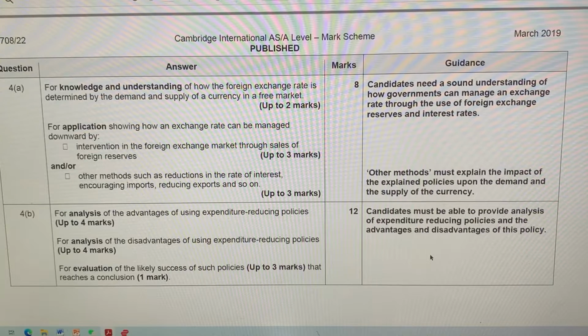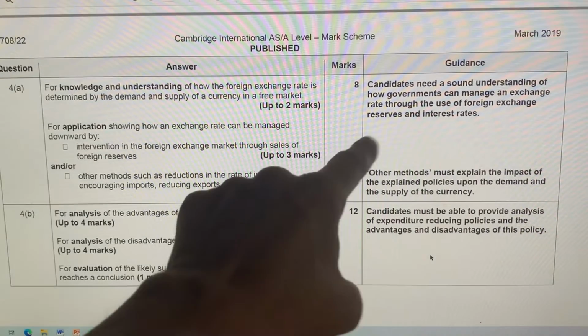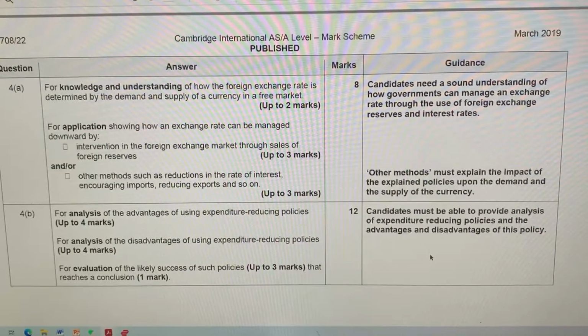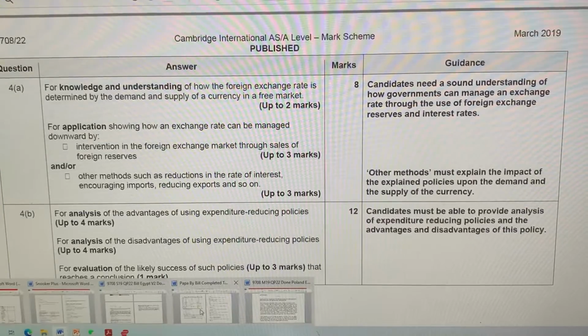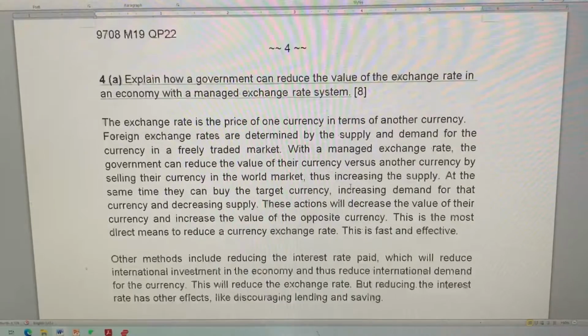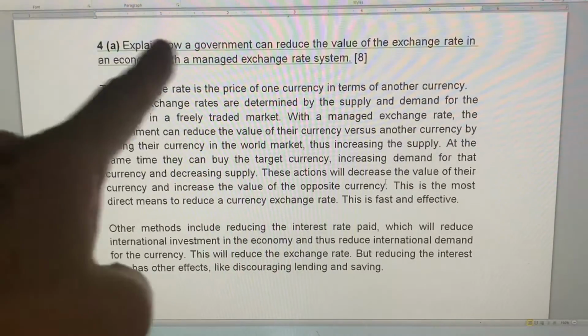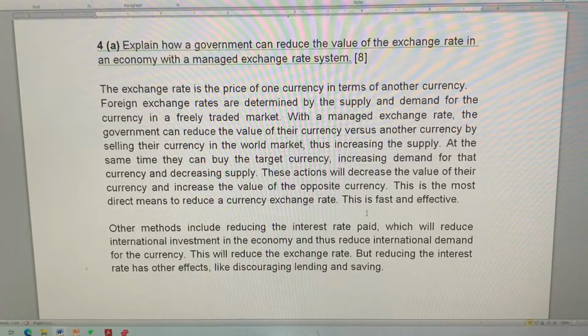And that's how they explain now in A levels. They say things like candidates need a sound understanding of how governments should, okay, blah, blah, blah. Candidates need a sound understanding of this topic. Or they say candidates should have a clear understanding of, but I'm trying to show you what to write and how to write. And do you need to write exactly the way I do? No, you don't need to write exactly the same words I do, but you should include all these ideas and maybe more.